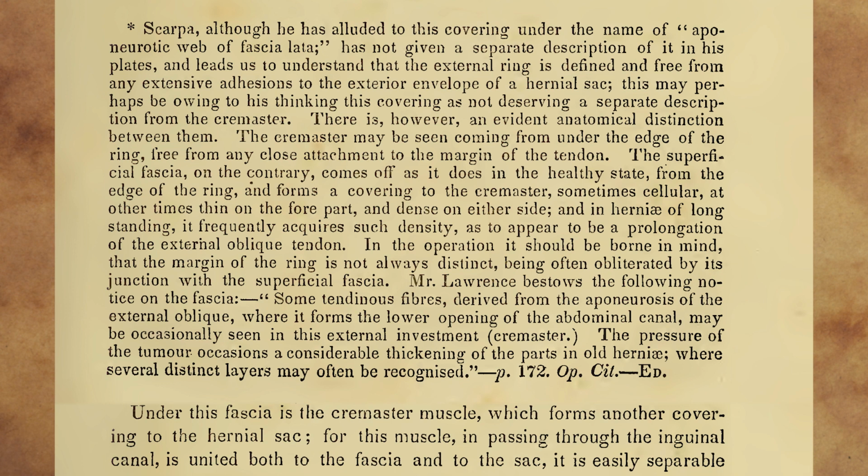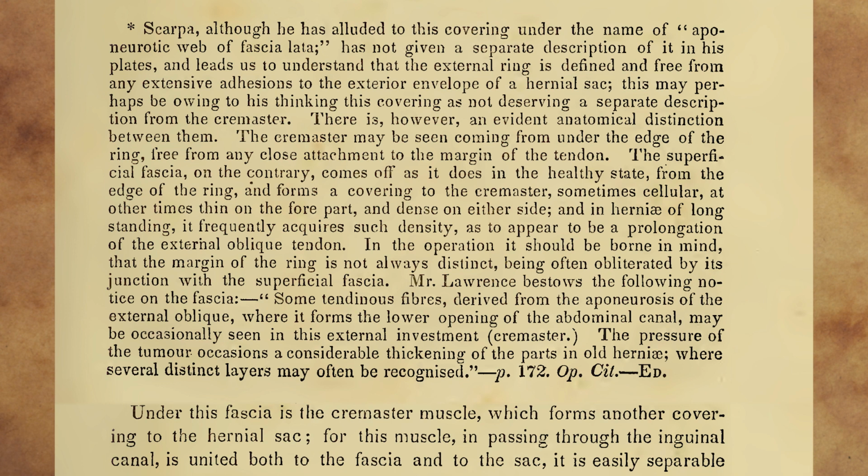And in hernia of long standing, it frequently acquires such density as to appear to be a prolongation of the external oblique tendon. In the operation, it should be borne in mind that the margin of the ring is not always distinct, being often obliterated by its junction with the superficial fascia. Mr. Lawrence bestows the following notice on the fascia. Some tendinous fibers, derived from the aponeurosis of the external oblique, where it forms the lower opening of the abdominal canal, may be occasionally seen in this external investment, Cremaster.